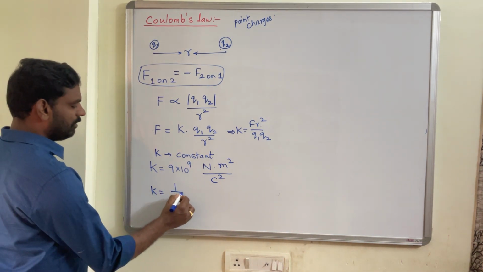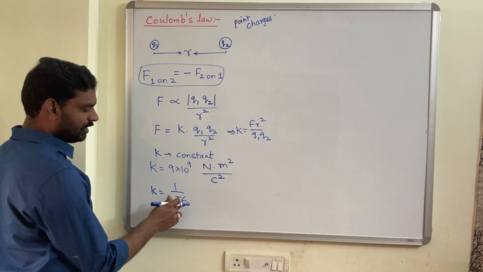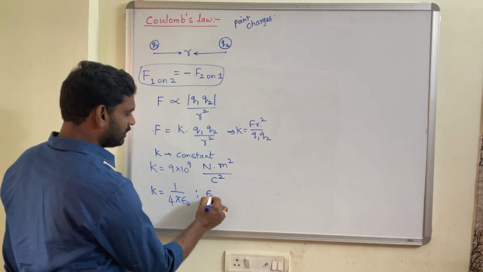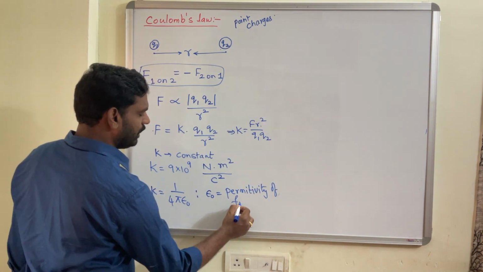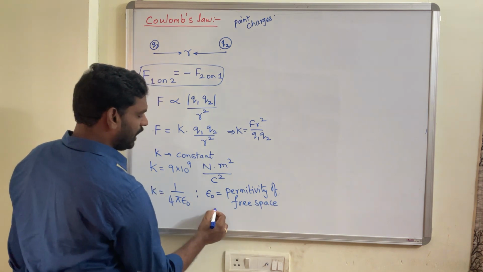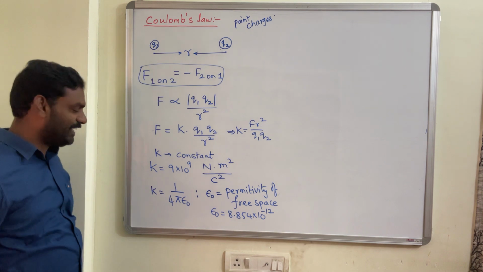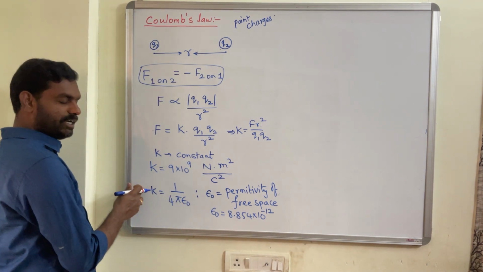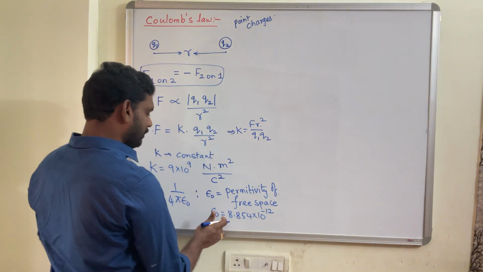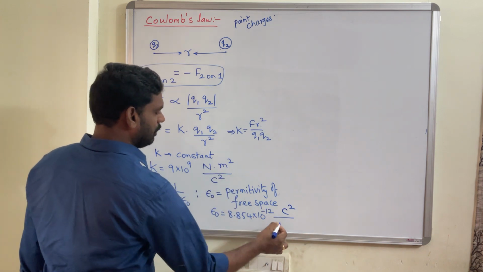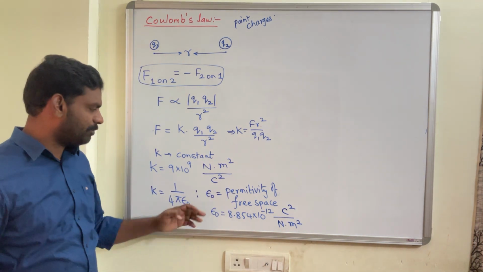Actually, k is nothing but 1 / (4 π ε₀). 4 is a constant, π is a constant, and epsilon naught is also a constant. Epsilon naught is the permittivity of free space, and its value is 8.854 × 10^-12. For its units, since k is in the denominator, the units of epsilon naught are the reciprocal of the units of k, that is coulomb squared per newton meter squared.